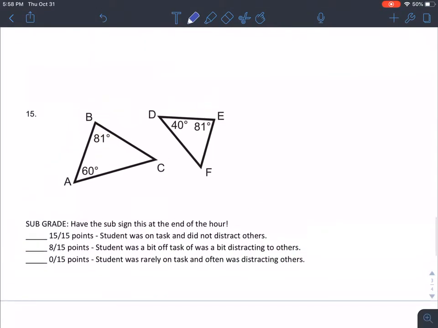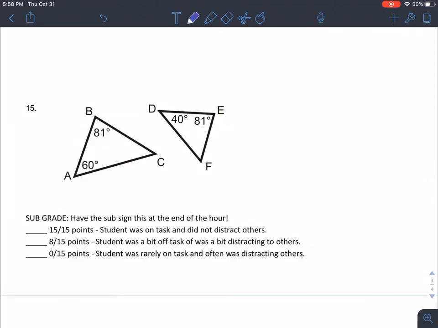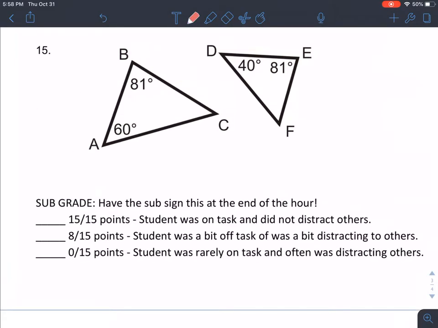Let's go down to question 15. So for question 15, I have two different triangles. They both have 81 degrees, so that's a decent start. Okay, and then one has 60 degrees and one has 40 degrees. So I do have to start out going through and figuring out my missing degrees. So I'm going to find the measure of the angle at C. So 180 minus 81 minus 60 equals, okay, and then we're going to put that in the good old calculator. So 180 minus 81 minus 60 gives me 39 degrees. So I know that this angle is 39 degrees.